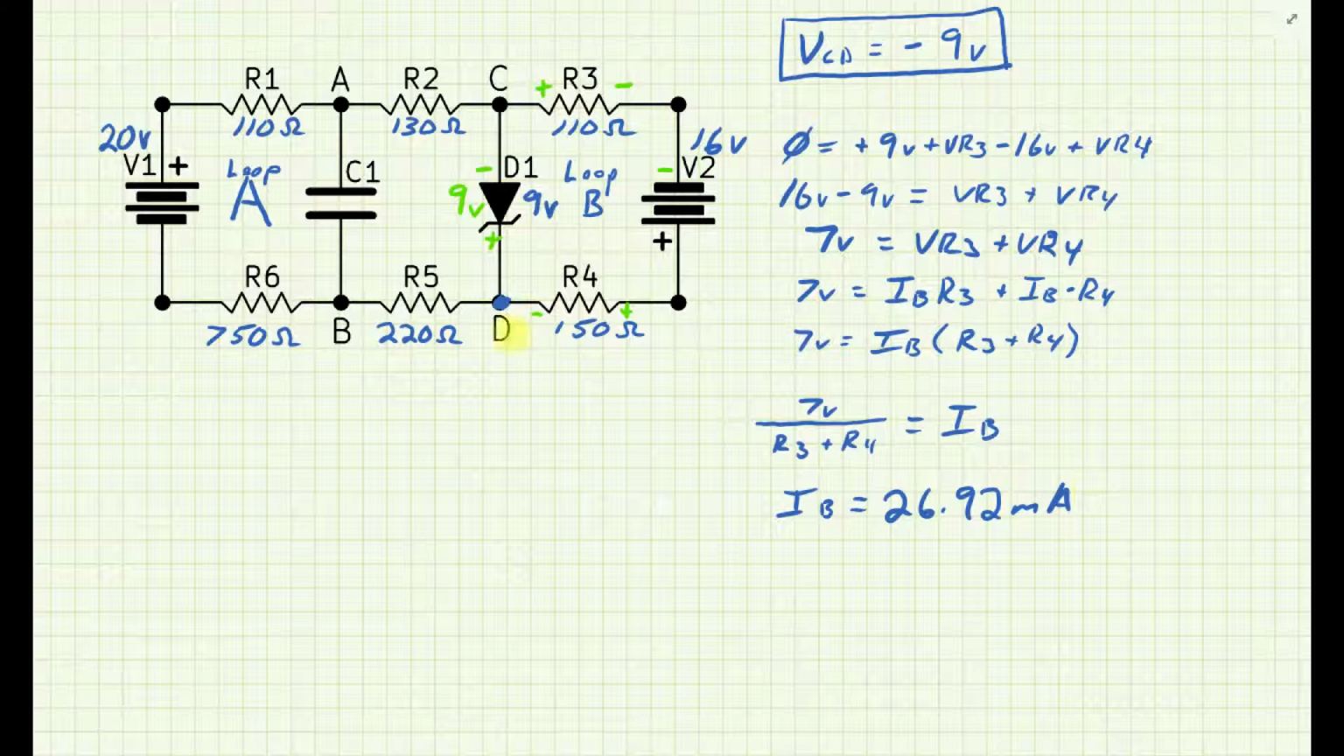Let's just verify. So plus 9 volts plus VR3 minus 16 plus VR4, all equal to 0. Alright, so far so good, as long as I've put all my terms in the right spot and gotten my polarities set up properly, that should be my loop B current. Alright, which is great.